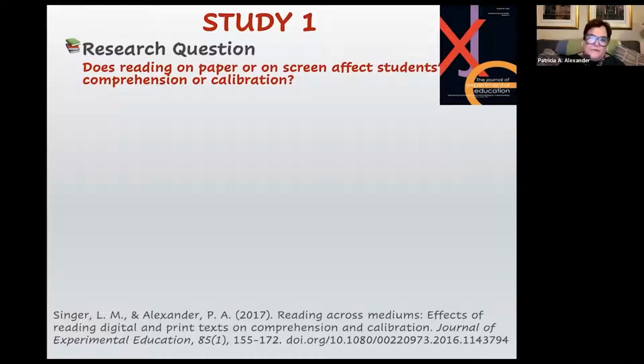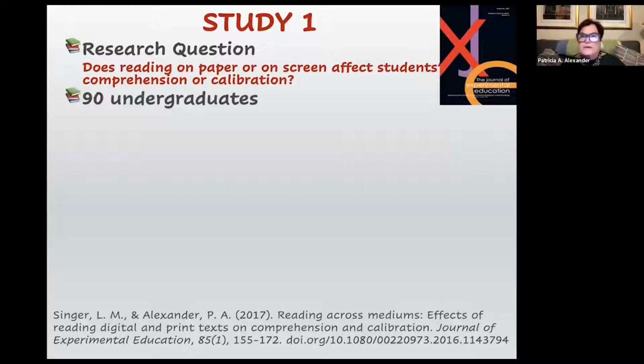And so we started with these undergraduates, and the question that we posed was whether or not there was any difference in what students understood and in their calibration, meaning their comprehension and calibration, when they read the same thing on paper versus on a computer screen.